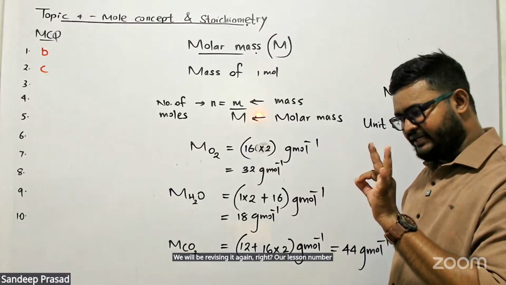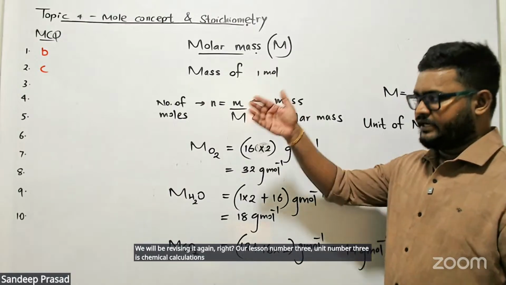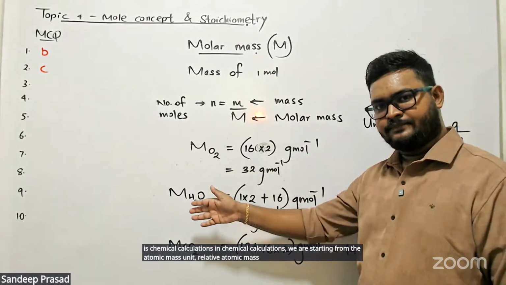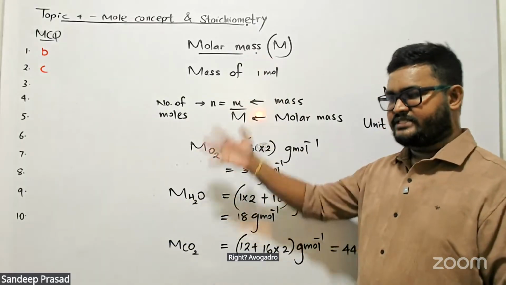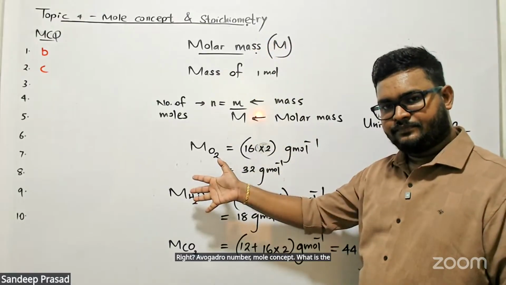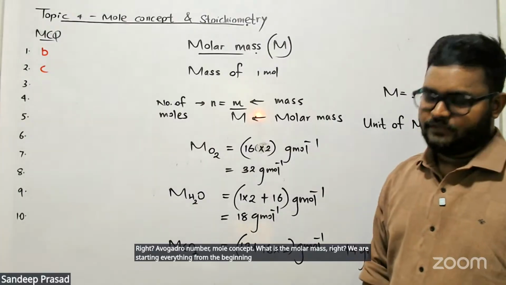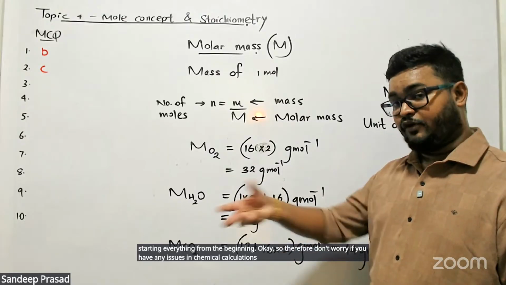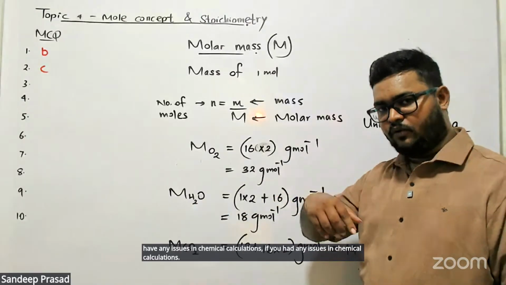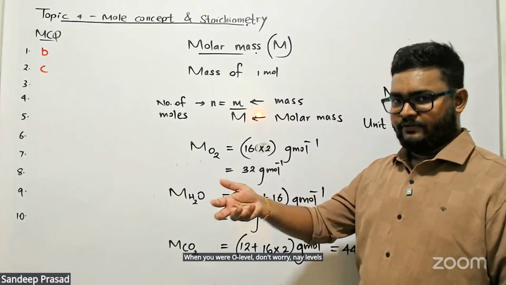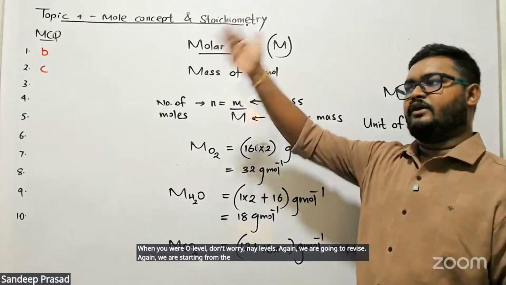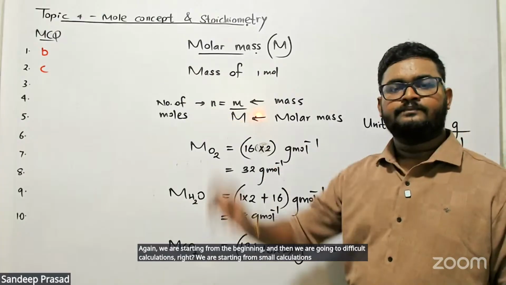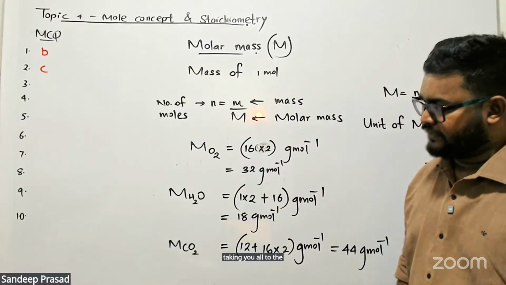Our unit number 3 is chemical calculations. In chemical calculations, we are starting from the atomic mass unit, relative atomic mass, relative molecular mass, Avogadro number, the mole concept, and what the molar mass is. We are starting everything from the beginning. So don't worry if you had any issues in chemical calculations at O level. In A levels, we are going to revise again, starting from small calculations and taking you all to the difficult calculations.